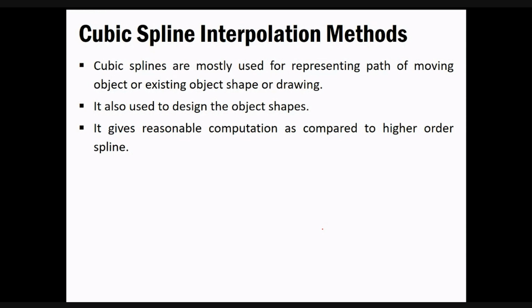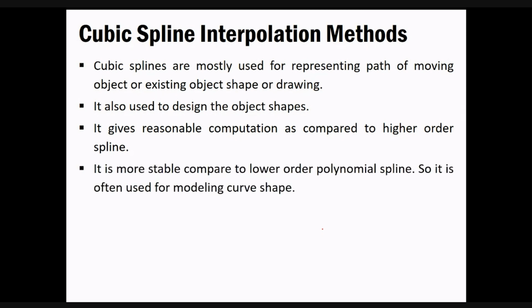So now we have something that eliminates the need to do all of this with higher orders, and we are going with the cubic spline interpolation method, which gives reasonable computation. The ultimate goal is to reduce the computation power. It is more stable compared to the lower order polynomial spline, so it is often used for modeling curve shapes. Obviously the things we see come one after another in a flow, and these are proposed after the previous ones and would be better in some terms.